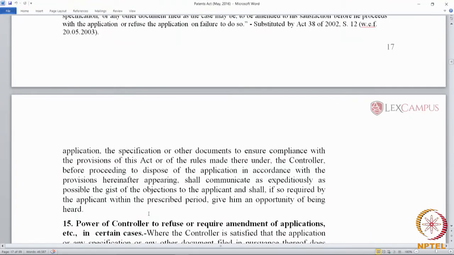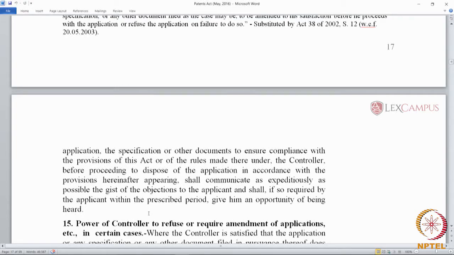the specifications or other documents, to ensure compliance with the provisions of this Act or of the rules made thereunder, the controller, before proceeding to dispose of the application in accordance with the provisions herein appearing, shall communicate as expeditiously as possible the gist of the objections to the applicant and shall, if so required by the applicant within the prescribed period, give him an opportunity of being heard.